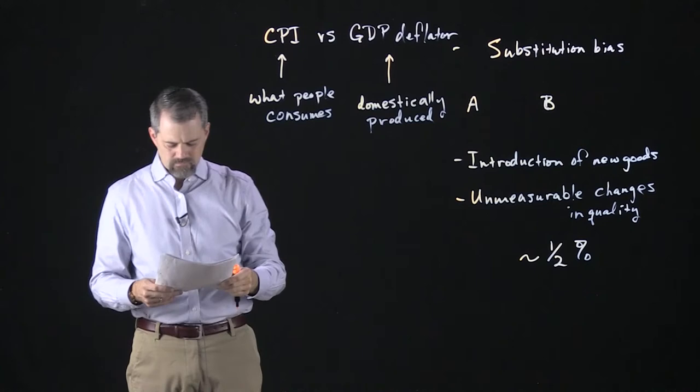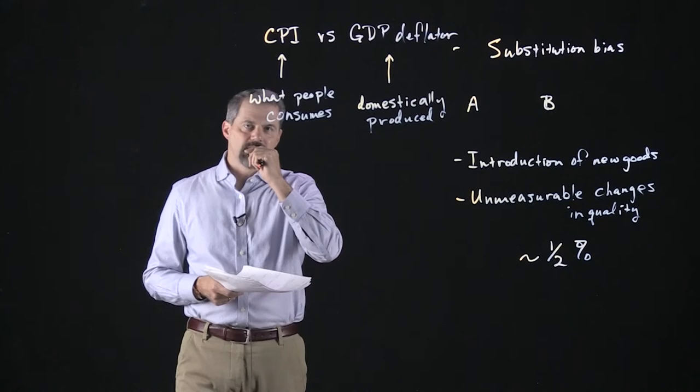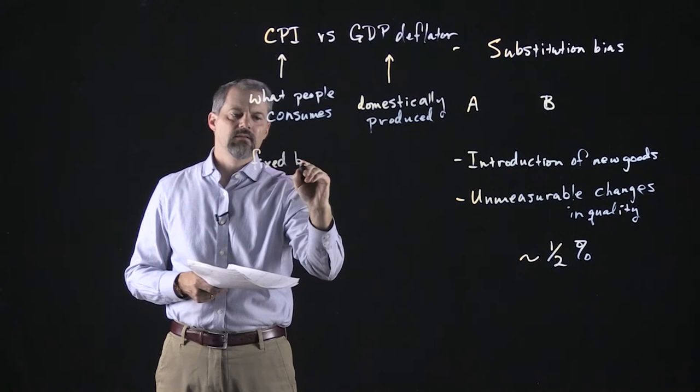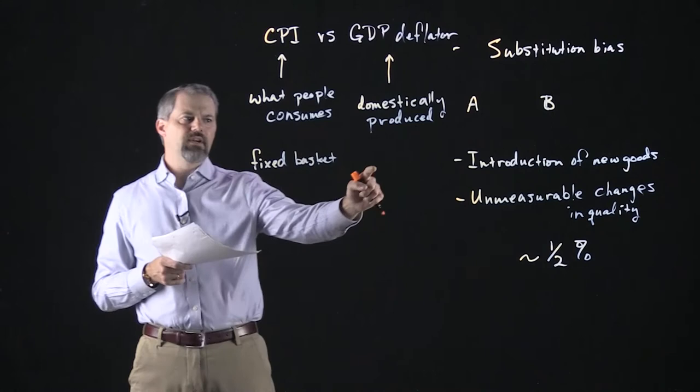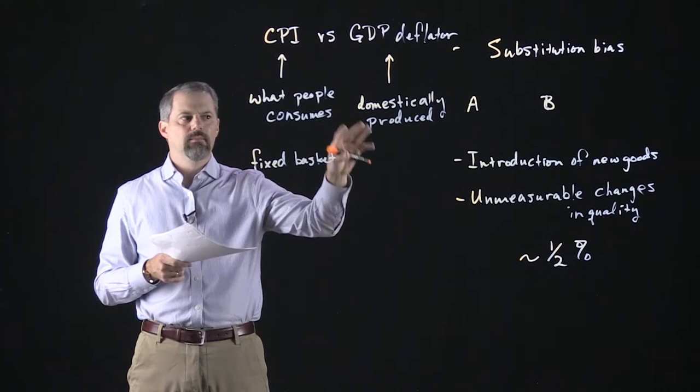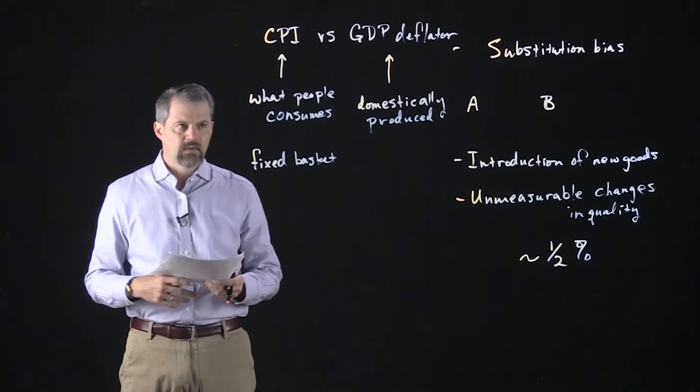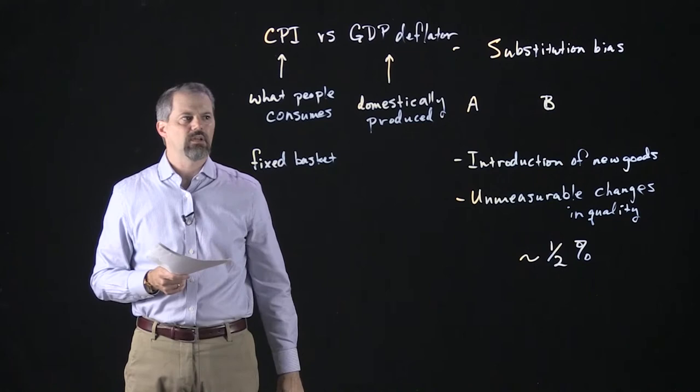There's another difference, and that is that the CPI uses a fixed basket. But the GDP deflator is based upon the things that are produced in that time period that we're thinking about. So there's no fixed basket here for the GDP deflator. That can change based upon what goods and services are being currently produced. So that gives you an idea. Again, most of the time they tell us the same story, but it depends on what prices are changing.